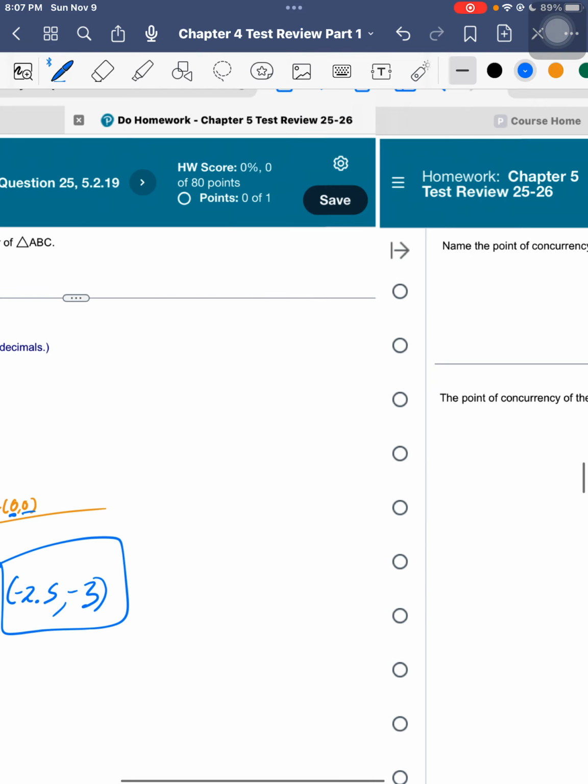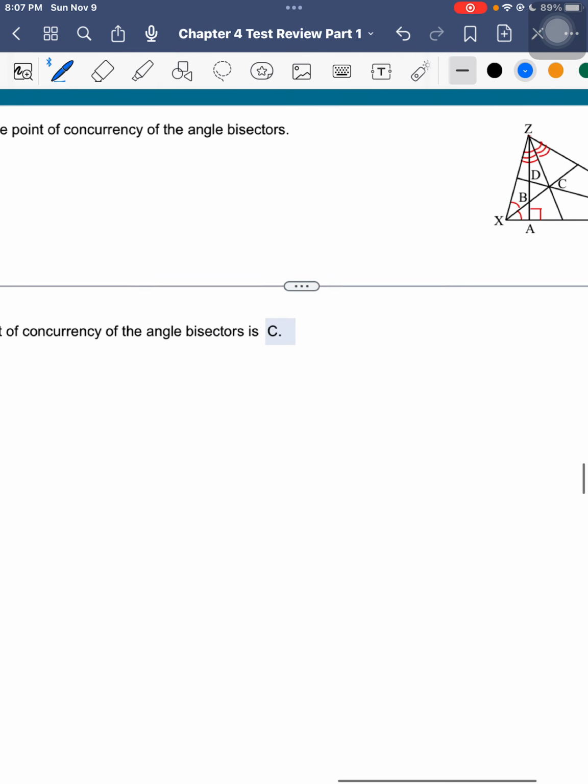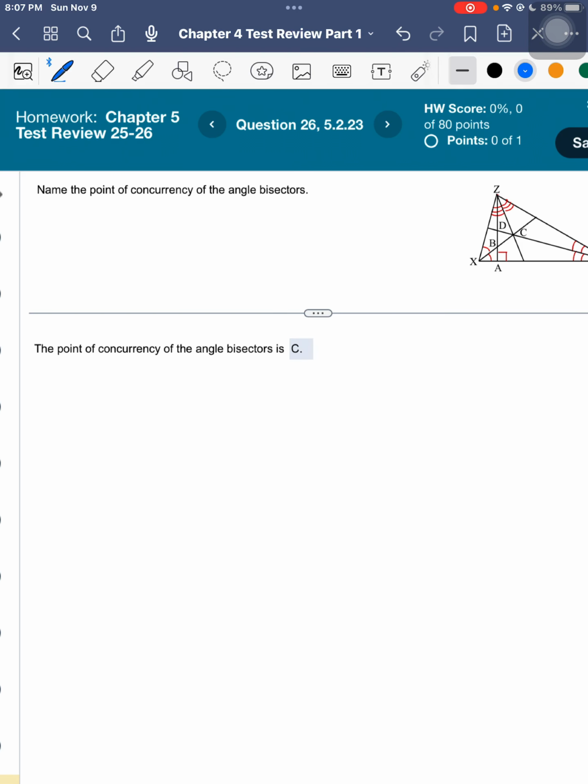Okay. So what about this one? Okay, so name the point of concurrency of the angle bisectors. So I just need to figure out the point of concurrency. The point of concurrency is what? Where three lines meet. So I have to figure out where all three angle bisectors meet up.